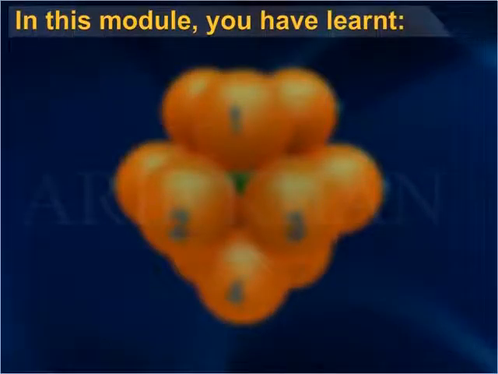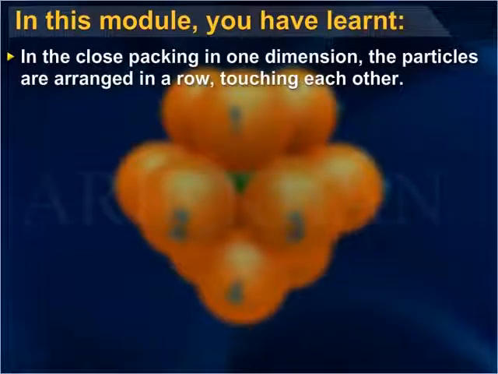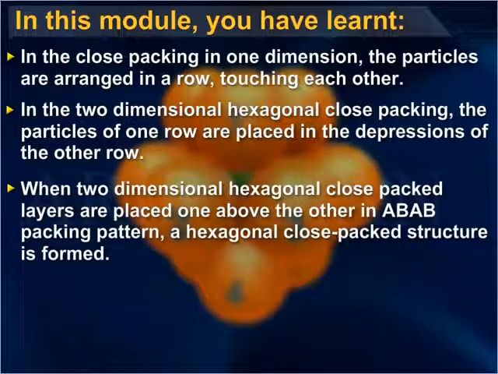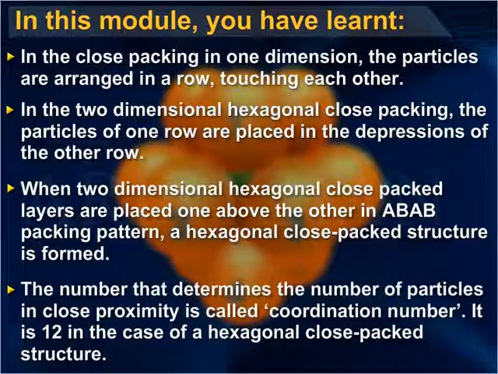In this module, you have learnt, in the close packing in one dimension, the particles are arranged in a row touching each other. In the two-dimensional hexagonal close packing, the particles of one row are placed in the depressions of the other row. When two-dimensional hexagonal close packed layers are placed one above the other in AB-AB packing pattern, a hexagonal close packed structure is formed. The number that determines the number of particles in close proximity is called coordination number. It is 12 in the case of a hexagonal close packed structure.